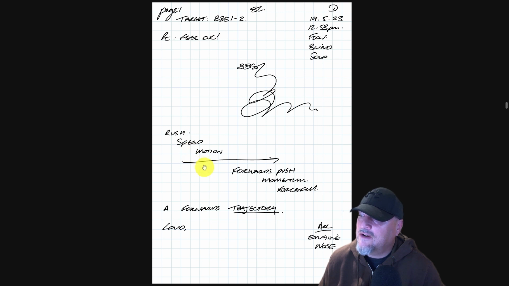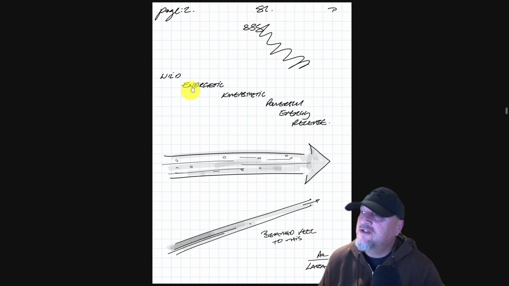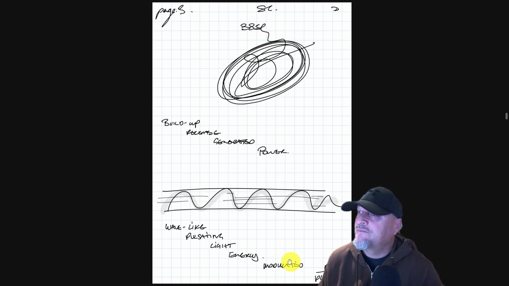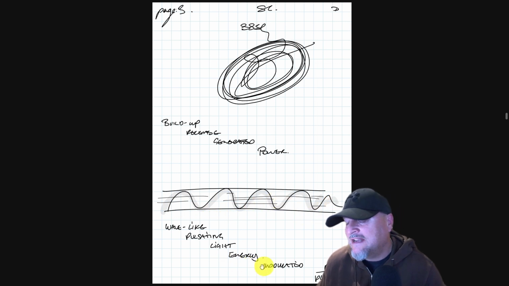And I had a high rushing speed, a forwards pushing momentum, a forwards trajectory, and I underlined trajectory here, and it was loud. I felt like there was an engine noise to this. Here's the motion itself, felt wild, energetic, kinesthetic, powerful, and it felt like a big energy release. And it felt like this was being beamed, a bit like a laser. Here's me with the energy thing here, a build-up of a release of generated power, and it felt very wave-like, like pulsating light energy. It felt modulated like plasma.